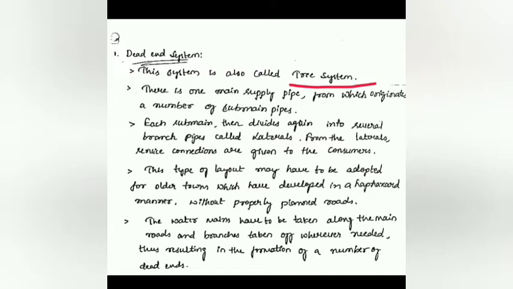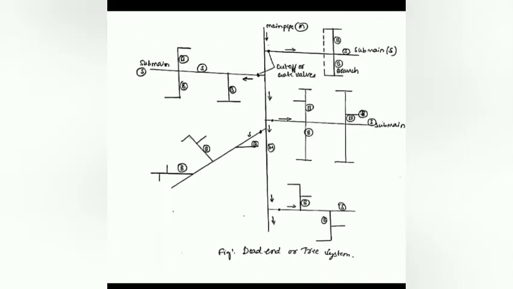thus resulting in the formation of a number of dead ends. This is why this is called a dead end system. First, let us check its figure, and next let us understand its advantages and disadvantages. Here in this figure we can see the center long line.